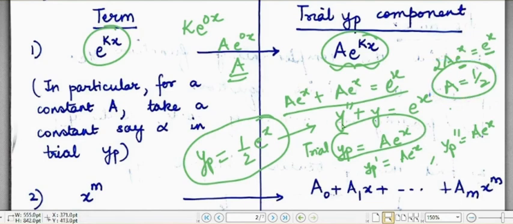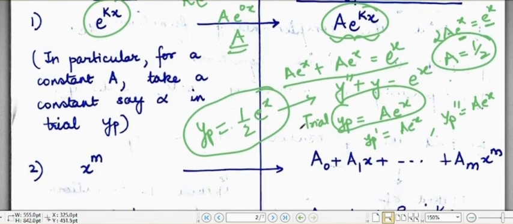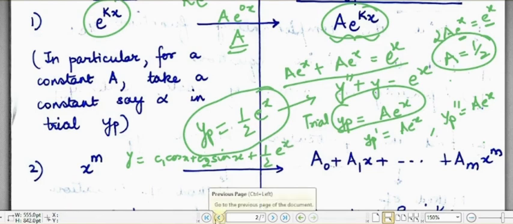So the final solution to this problem, what will be the yc component here? The yc component, r square plus 1 equal to 0. So r is plus minus iota. So for this question, the final answer will be y equal to yc, which will be c1 cos x plus c2 sin x. That will be your yc, because your characteristic equation will have plus minus iota as its roots, and your yp has got this form after applying the method of undetermined coefficients. So this will be the general solution of this example which we have discussed just now.